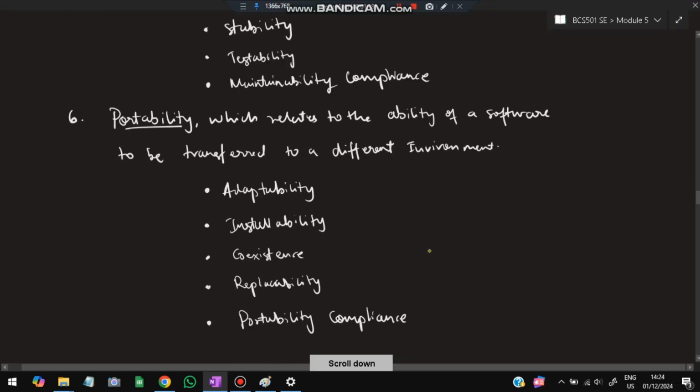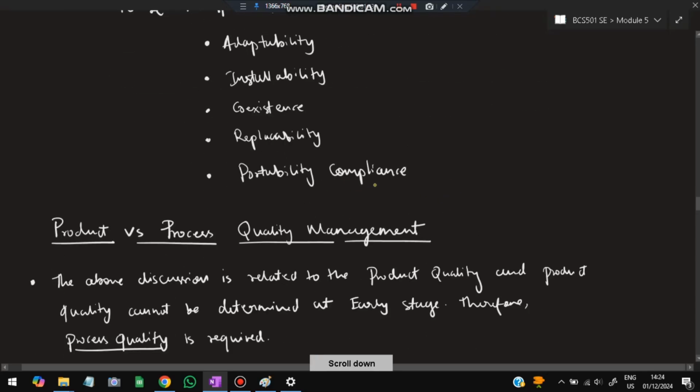Okay. Sixth one is portability. Portability means the ability of software to be transferred into a different environment. Will it work in a different environment or not? Will it adapt or not? Adaptability, installability: will it get installed easily or not? Coexistence with other apps, replaceability: whether it can be easily replaced or it is hard to replace. And compliance means quality standards are maintained for portability. These are the sub characteristics for portability, the ability to work in a different environment.